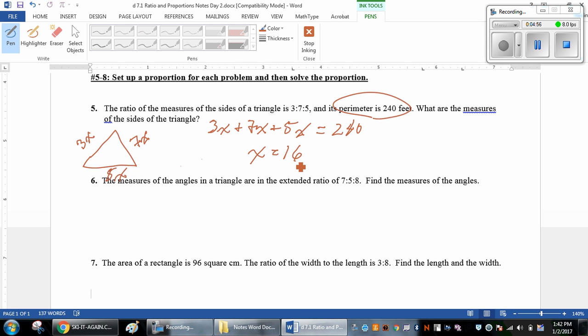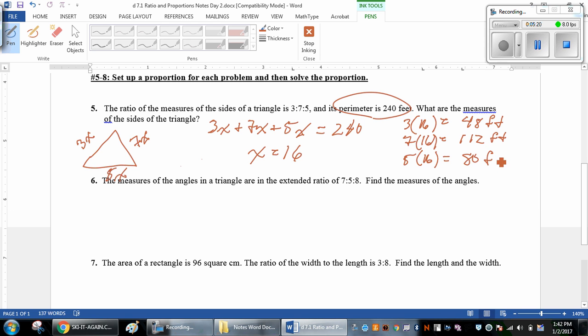All right, so 3 times x, we know x is 16. 3 times 16, 7 times 16. Use your calculator here if you need to. 5 times 16. And this gives us our answers. We have now 48. And we're given the perimeter in feet, so we're going to label these with feet. 112 feet and 80 feet. And if we add those up, again, we should get 240. So make sure you take a second to check those.